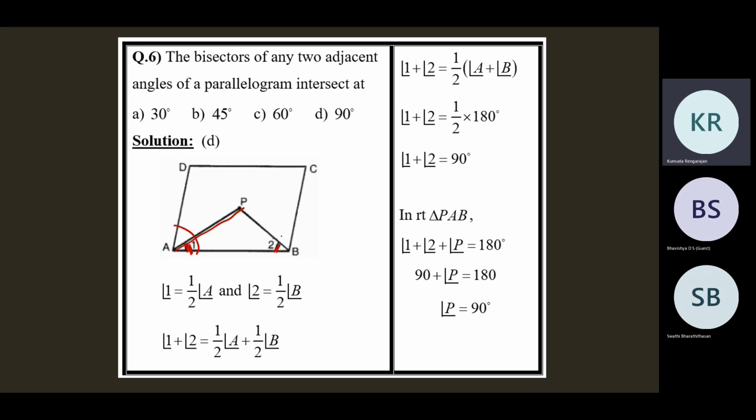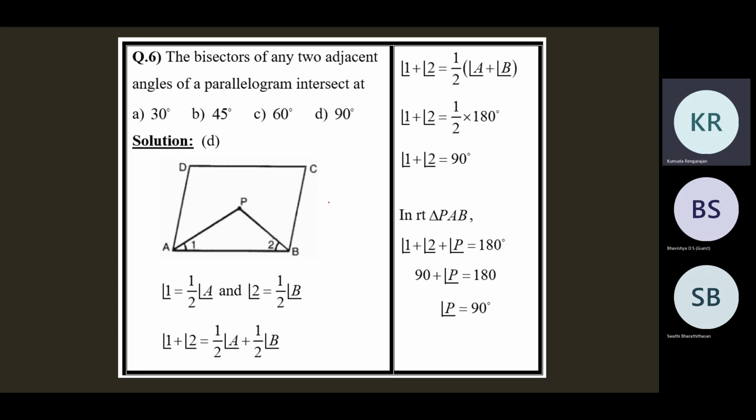Angle A is this full angle, angle B is this full angle. Half of A, half of B. Now when you add these two, you'll get half of A plus half of B. Half common, A plus B. A plus B is 180 because they're adjacent angles, they're supplementary. So you get angle 1 plus 2 is 90.